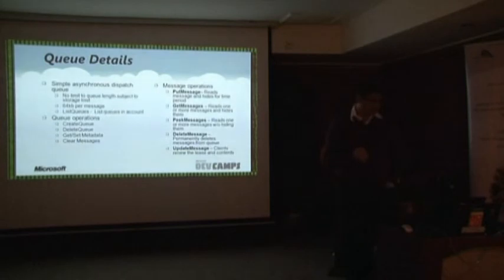Some of the queue operations that we can do: we can create a new queue, we can delete a queue, we can get and set metadata on the queue, and we can clear messages from the queue. On the other hand, you have put message, get message, peek message, delete message, and update message. So this is something that the worker role would basically do, right?